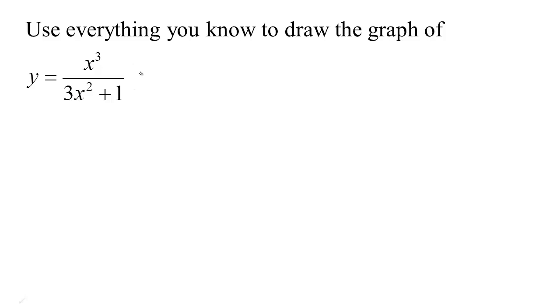So let's see if we can use the tools that we have to graph y equals x cubed over 3x squared plus 1. First thing we notice is that the domain is all real numbers. The only thing that could go wrong would be dividing by 0, but x squared is at least 0, and so 3 times x squared is at least 0. At least 0 plus 1 is at least 1, so the denominator is never 0.